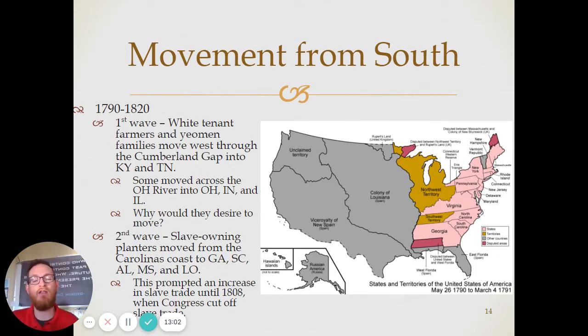The second wave, you'd start having some slave-owning plantation owners who would move from the Carolina coast into the deeper South, again looking for more land to farm so that they could create large plantations out there. And you would see an increase in the slave trade until 1808, when Congress actually cut off the slave trade. As people moved out west and set up these slave-based plantations, they needed more slaves, and that is why you saw an increase in the slave trade until it was outlawed.